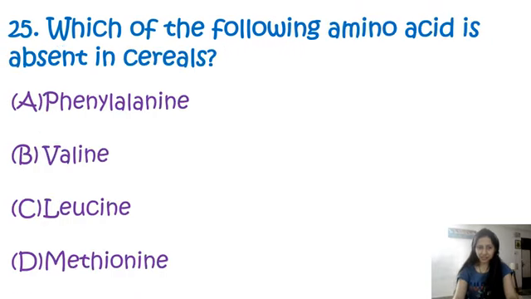Question number 25. Which of the following amino acids is absent in cereals? Options are phenylalanine, valine, leucine or methionine. Do comment down the correct option for this question in the comment box. So with this we have also completed 25 questions, a few important questions for the entrance examination.